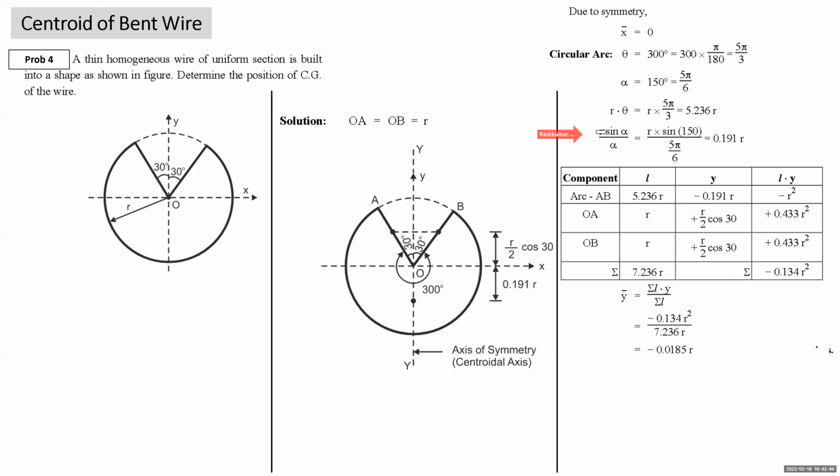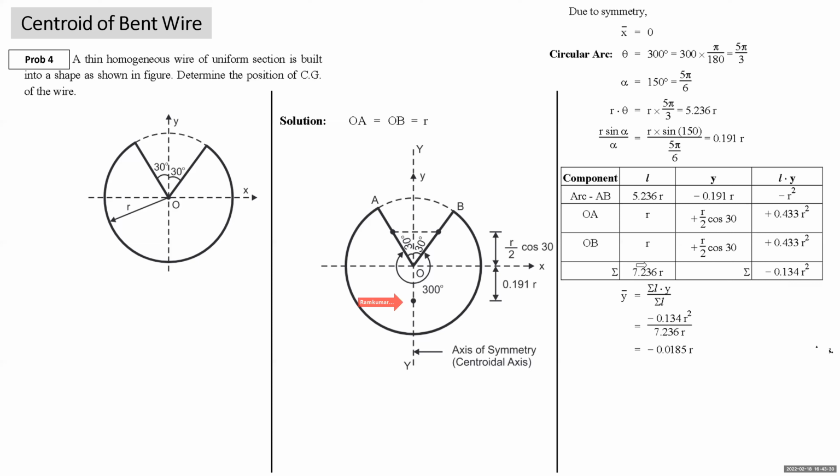Y coordinate. Now, the centroidal distance of a circular arc is measured along the axis of symmetry, all right, from the center. The major length of this circular arc is below the center, so it will be measured below. So this distance, which we have marked as the centroidal distance of the circular arc, is 0.191 r. So the y coordinate of this point will be minus 0.191 r. All right. So L into y is minus r square for this, 0.43 r square for this, 0.43. So summation Ly is minus 0.134 r square.